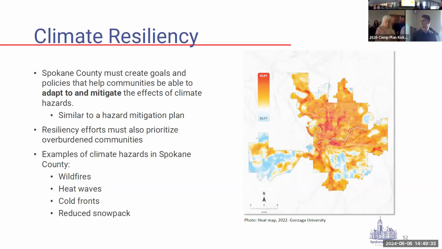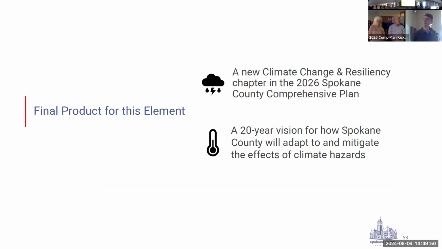And then just at the bottom of the slide there, you can see a list of some of the different climate hazards that can be common in Spokane County. Wildfires, heat waves, cold fronts, reduced snowpack are all climate hazards that we can be at risk for.